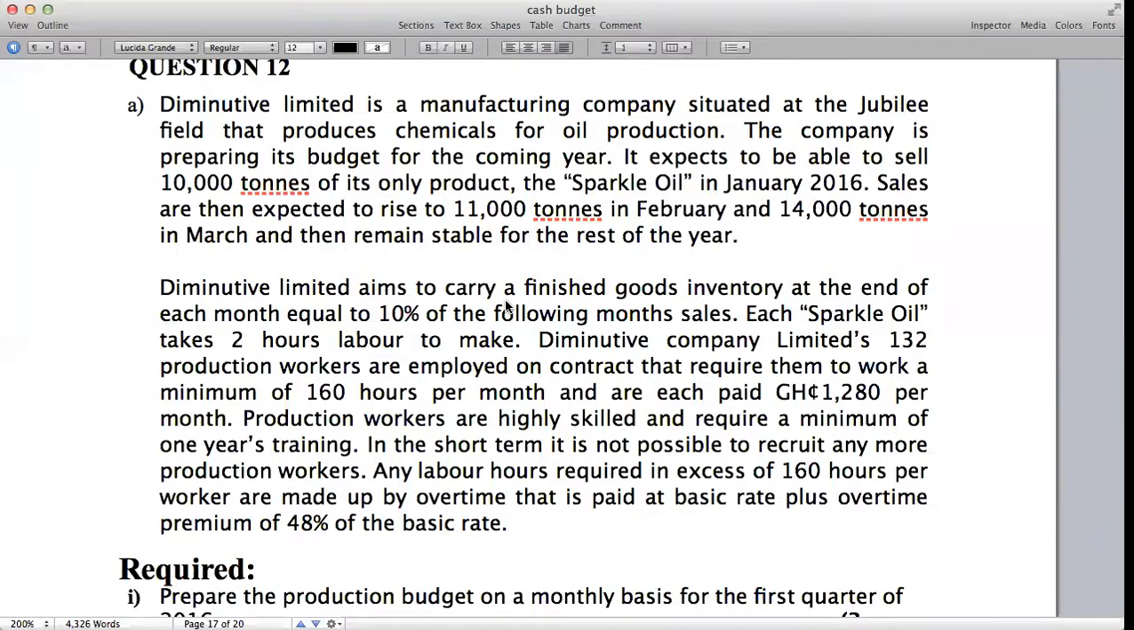Because we are calculating for the first quarter, January to what? March. January to March. I hope it's clear now. Okay. So make sure that you get the same answer when you do the calculation.